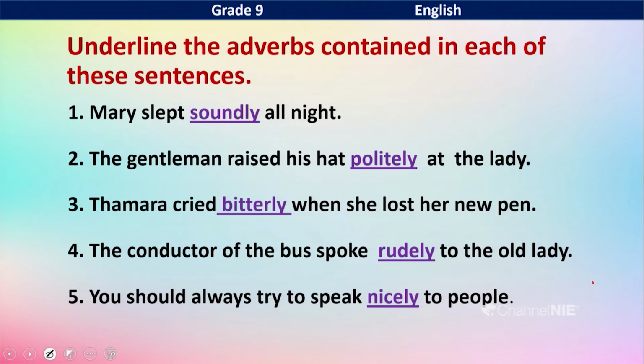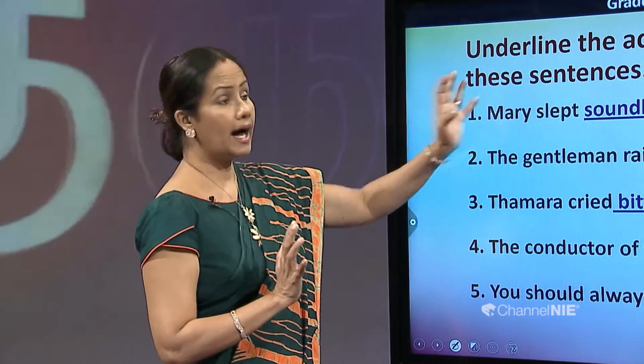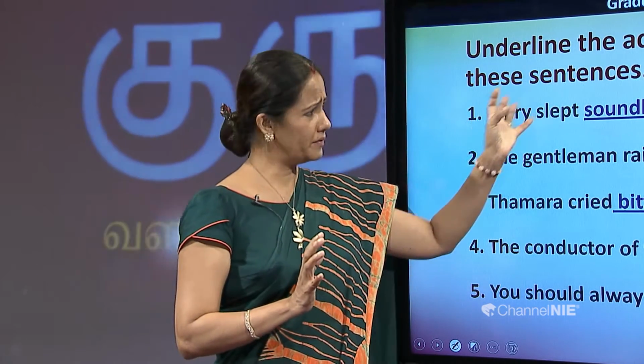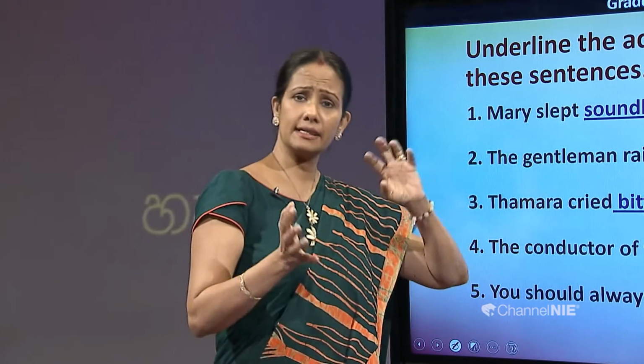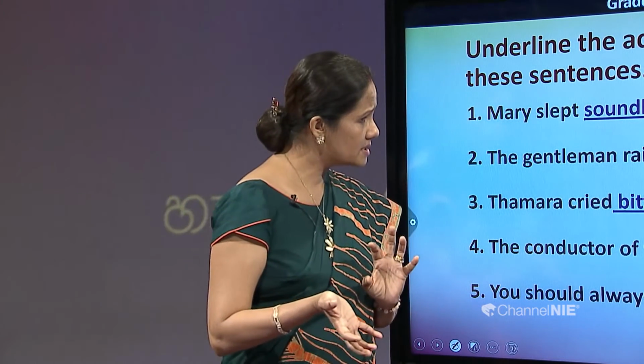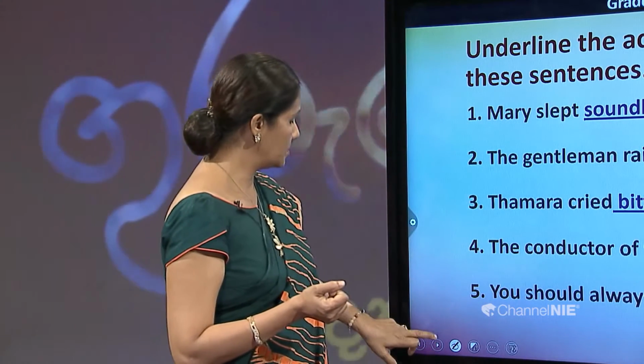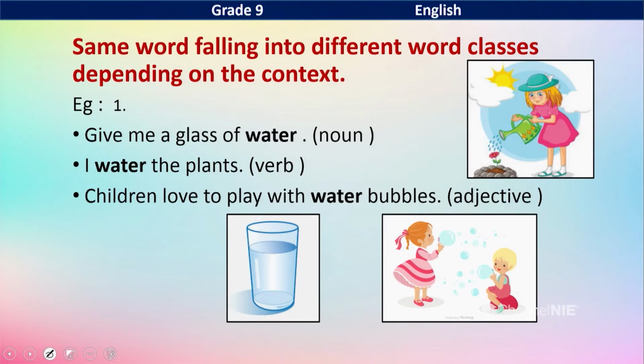Last one. You should always try to speak nicely to people. So here, how should you speak to people? Nicely, right? So the verb speak is described as nicely. I think our children can very clearly understand what a verb and an adverb is, don't they, miss? Yes. Okay, so we'll move on to the next one.